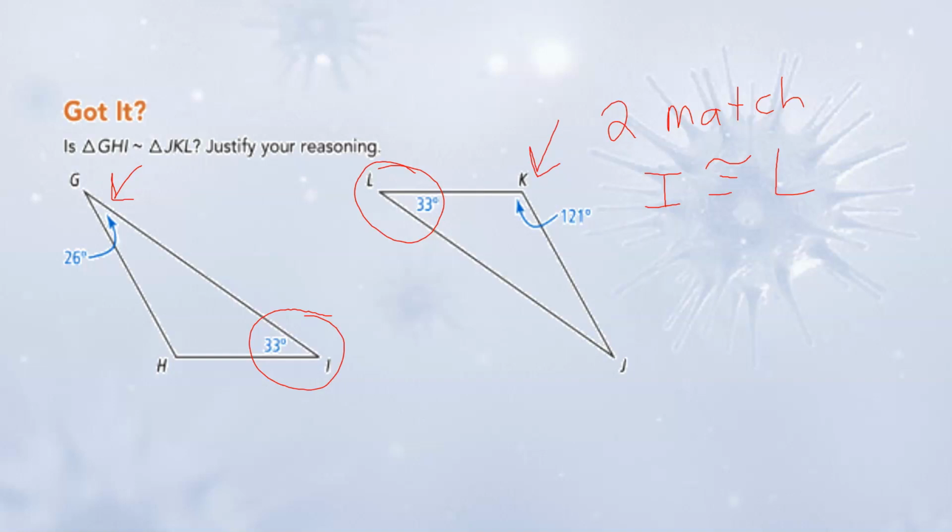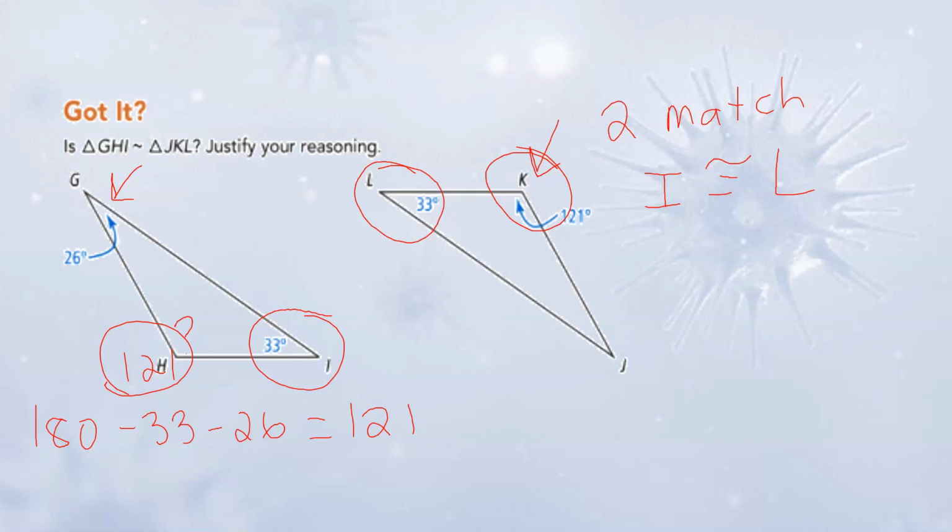So I can't tell just by looking at what's given to us whether or not these are similar. I'm going to have to do some solving. Angle H shown right here is not given to us, but we can figure out what H is just by remembering our rules for interior angles of a triangle. They should all add up to be 180. So if I take off 33 and take off 26, I should end up with what angle H equals. Angle H equals 121. I've now got another match.